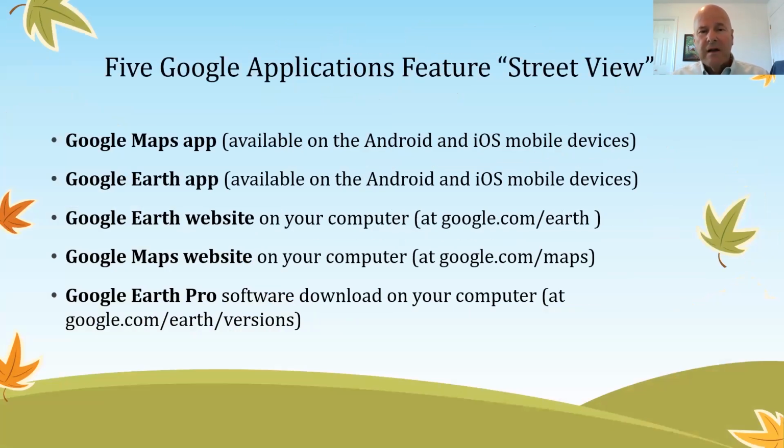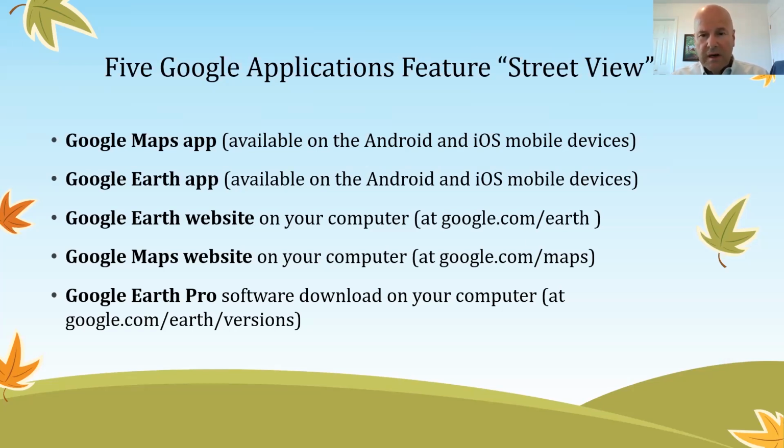I mentioned there's 5 Google applications that feature Street View, and here they are. There's the Google Maps app and the Google Earth app. They're both available on mobile devices, both Android and iOS. And then there's the websites, the Google Earth website and the Google Maps website. You access those from your computer on the internet. There's the addresses to access them.